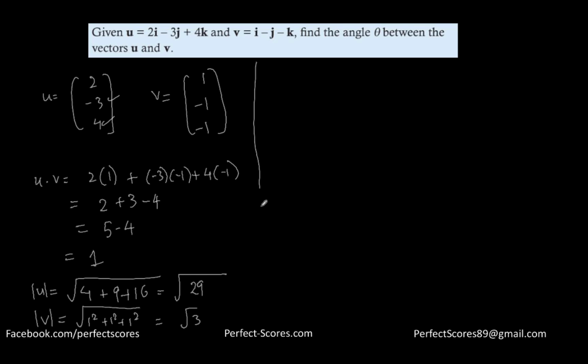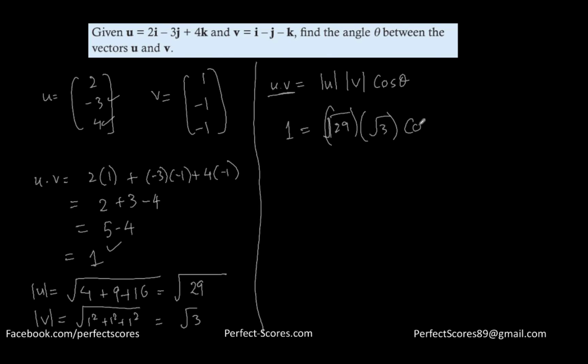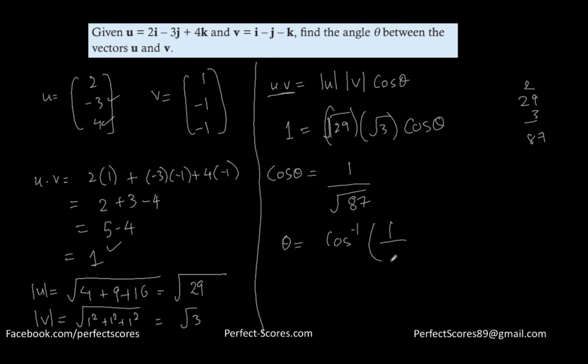Fine. So now u dot v is equal to the magnitude of u into the magnitude of v into the cosine of the angle between them. u dot v is 1, the magnitude of u is the square root of 29, and the magnitude of v is the square root of 3, and that's equal to cos theta. That means cos theta is equal to 1 over the square root of 29 into 3. If I find 29 into 3, this is what I get. So theta is the cos inverse of 1 over the square root of 87.